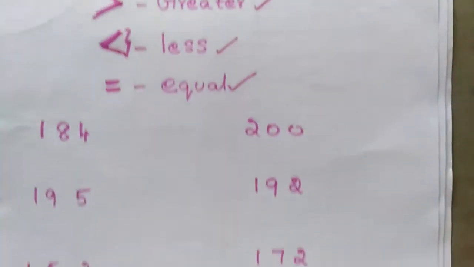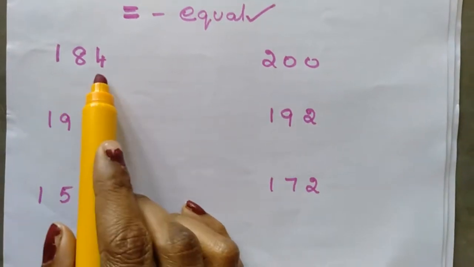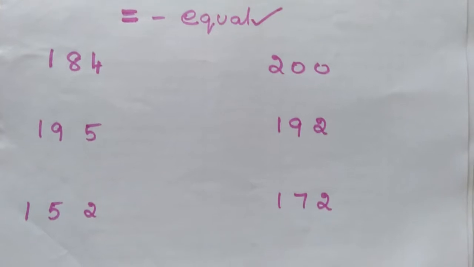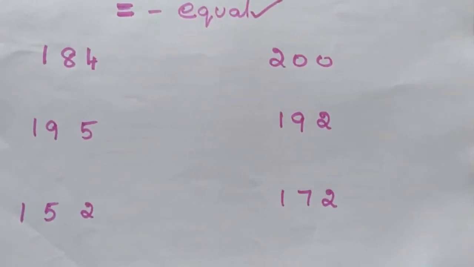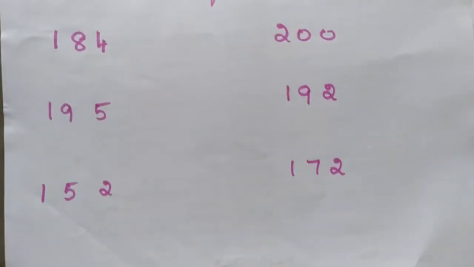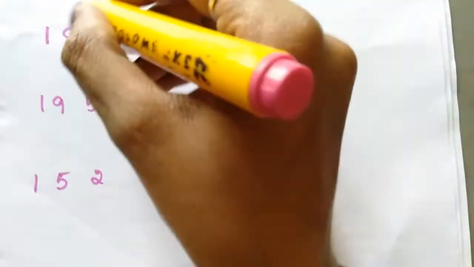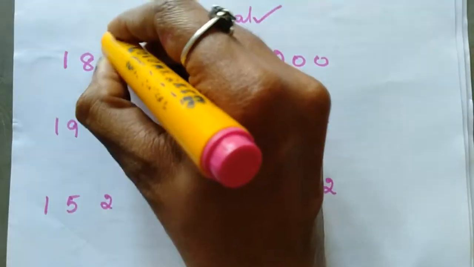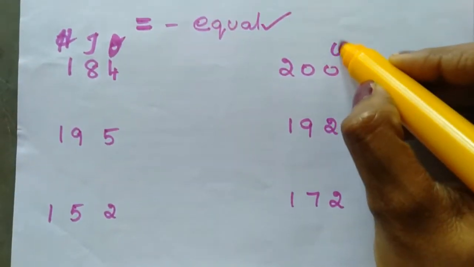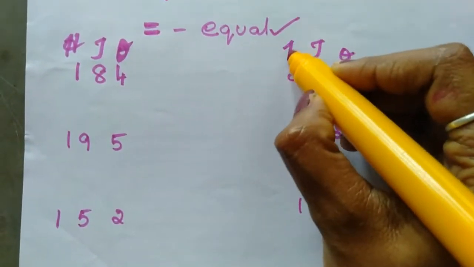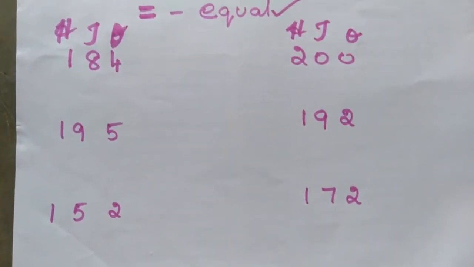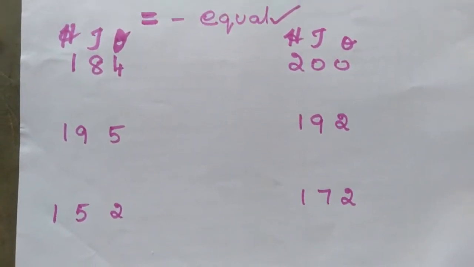So, see here, 184 and 200 are given. These two numbers are how many digit numbers? 184 is a how many digit number? 3 digit number, right? Ones, tens, hundreds. Here also ones, tens, hundreds. So these two numbers are 3 digit numbers.